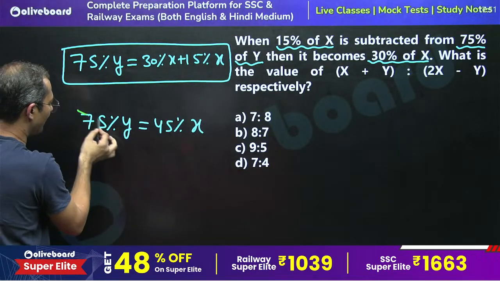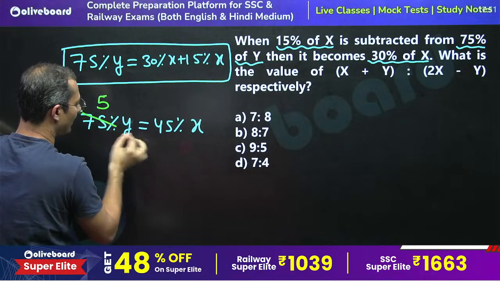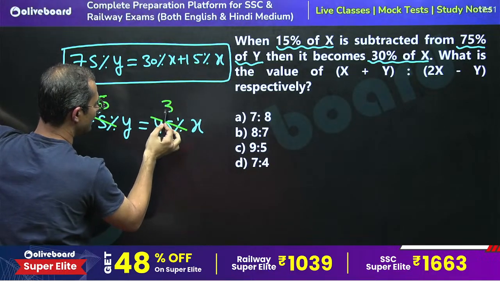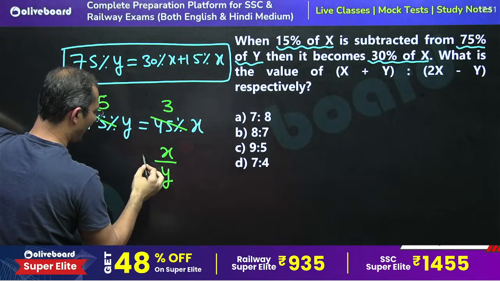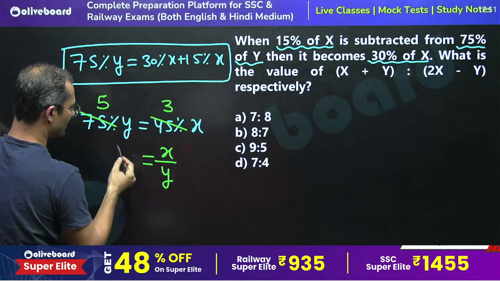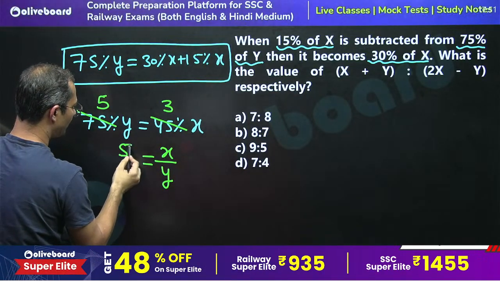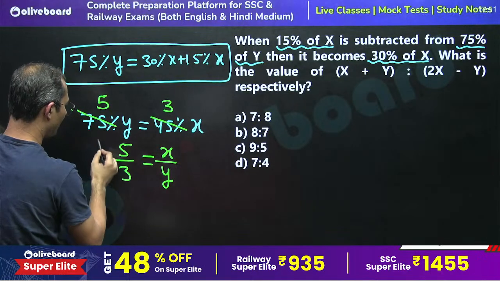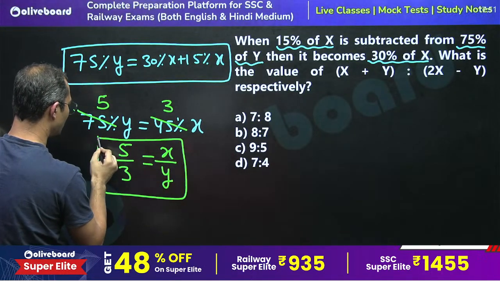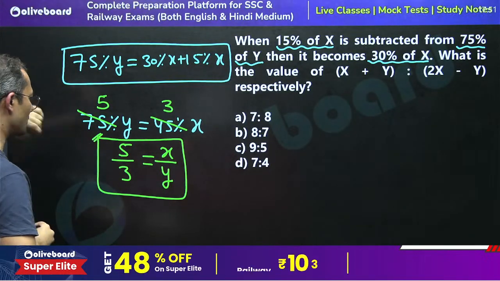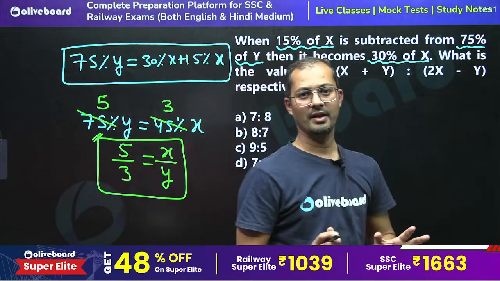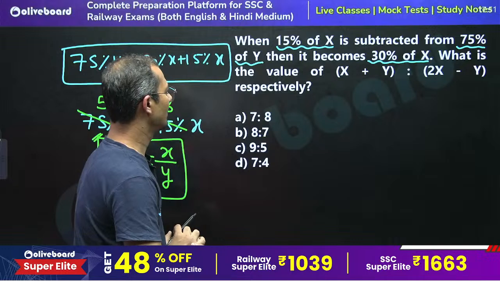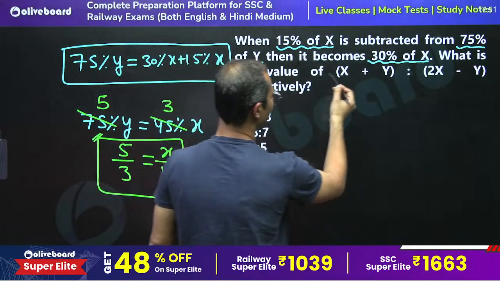So we can say that by 15%, this is cancelled 5 times, and by 15%, this is cancelled 3 times. So x upon y is equal to how much? X upon y is equal to 5 by 3, right? Is this fine?